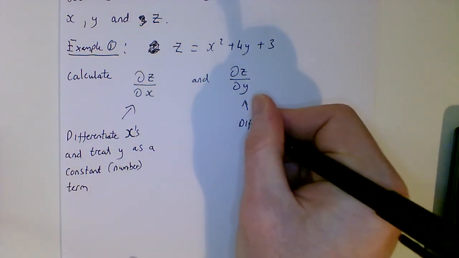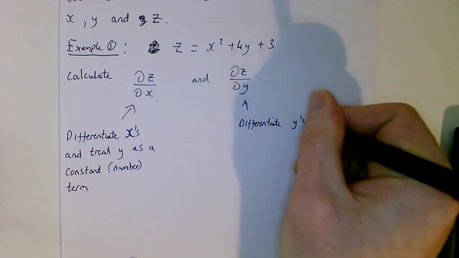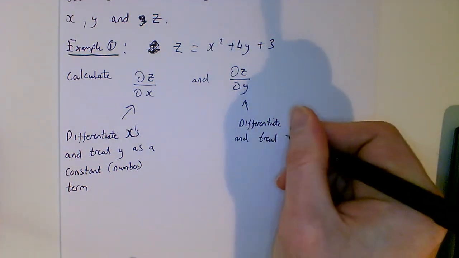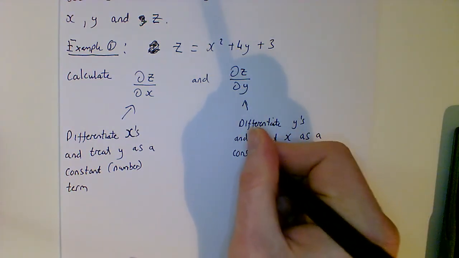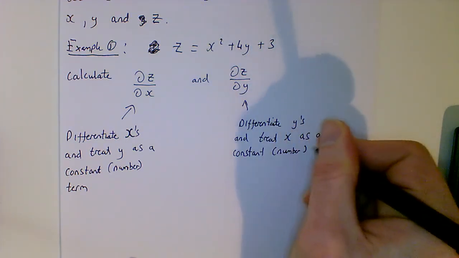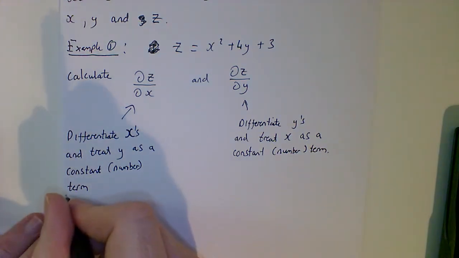Right, here, this is just the opposite. We're going to differentiate the y's and treat x's as a constant. I know people find it quite easy to always think about the second or the letter you're taking as a constant, thinking of it as what would happen if it was a 2. That's what I tend to do when I'm doing it.